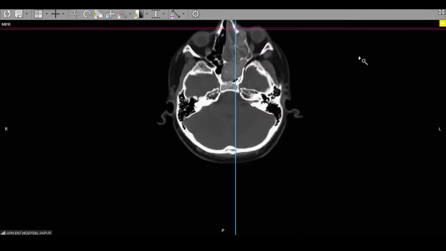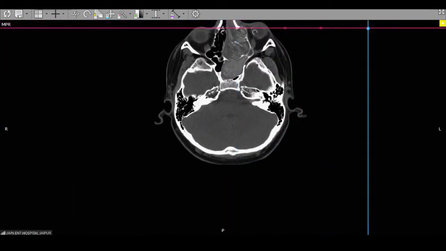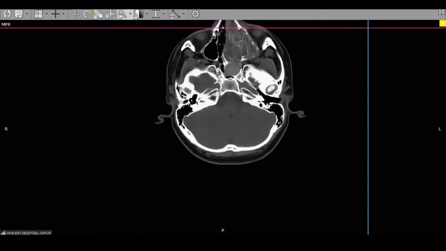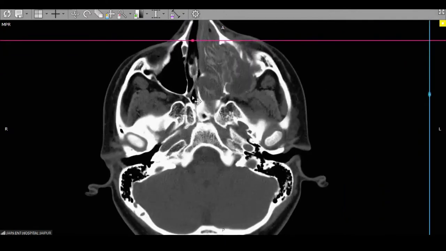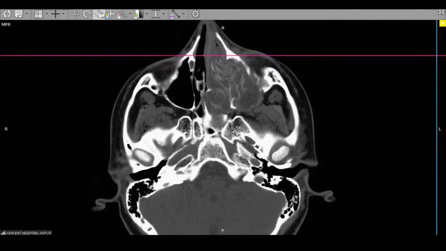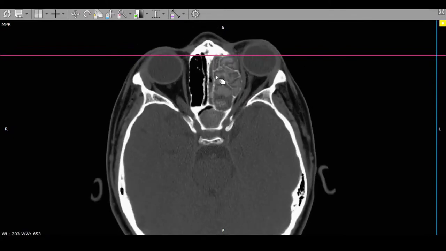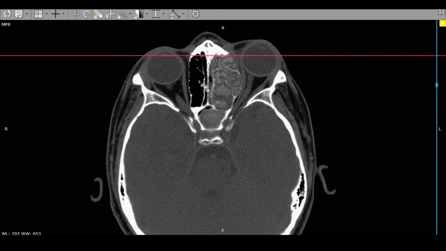Now let me show you axial section. There are certain structures which are seen best on axial section. For example, the details of the orbit. See these intraorbital structures. See the entire length of the orbit from anterior to posterior, best seen on axial cut. This is optic nerve. This is your medial rectus, lateral rectus.